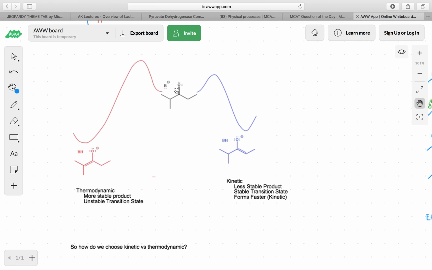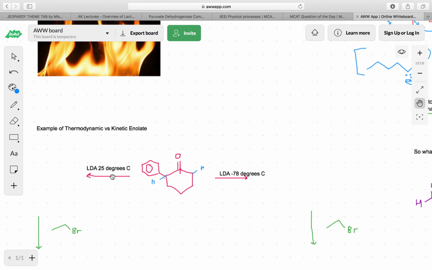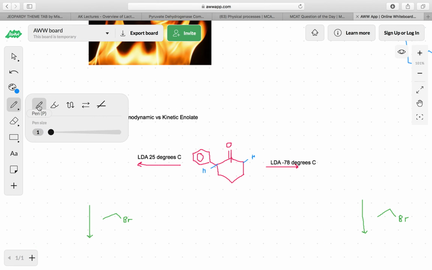We learned that if we want to grab the thermodynamic product, the most substituted alkene, we have to add heat. Here, we know that 25 degrees Celsius is much warmer than -78. This allows it to get over that larger activation energy. So we're going to form the thermodynamic, otherwise known as the most substituted alkene. So we should get this.